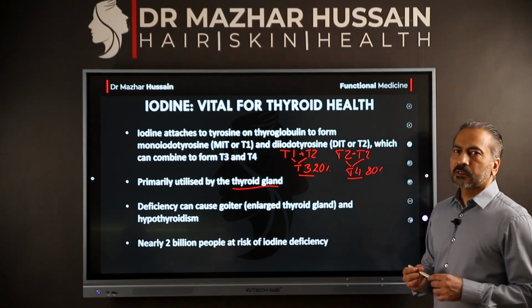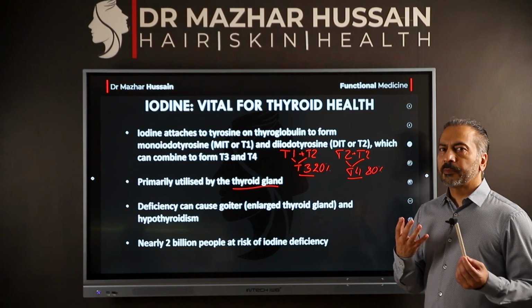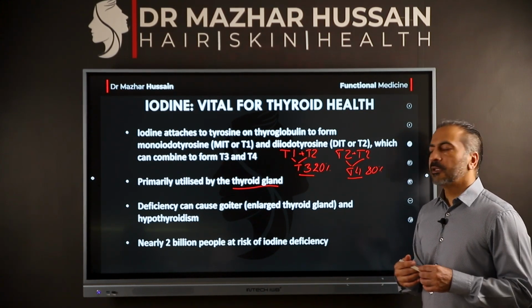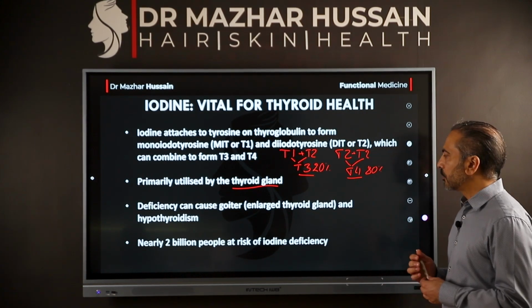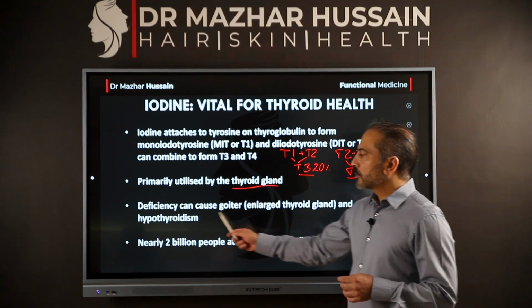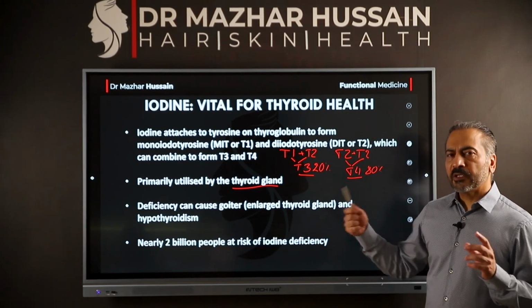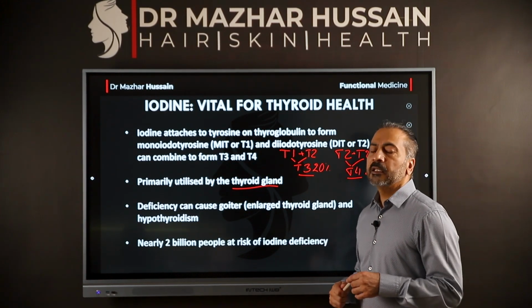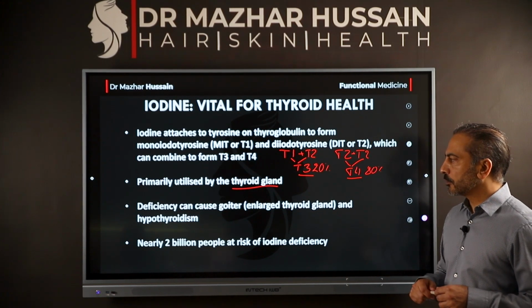Deficiency can cause goiter. That is basically an enlarged thyroid gland. Sometimes it's very visible, very clear, and sometimes the enlargement can be more limited, but it is visible or palpable also. It can also lead to hypothyroidism. Again, it's a very important part of the thyroid hormone. So if you're lacking in iodine, it can cause you to develop hypothyroidism apart from goiter also.